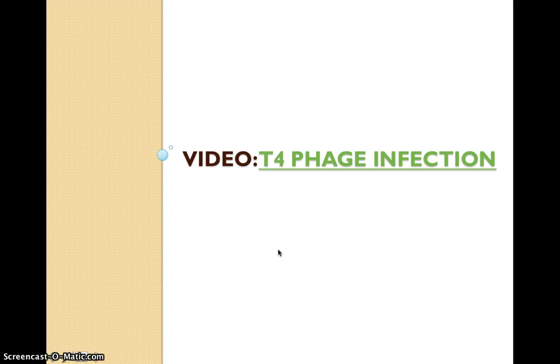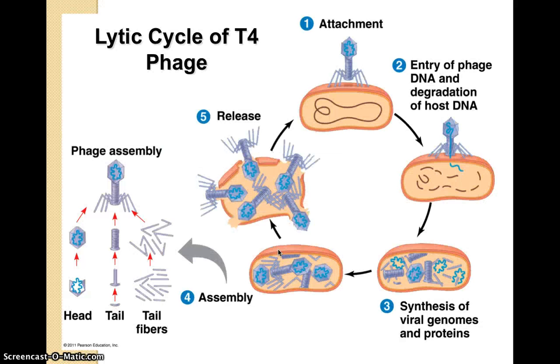So this is a video. I will show you the link. I don't want to waste time right here. Okay, this is a lytic cycle of a T4 phage. So T4 is this kind of bacteriophage, and this is how it reproduces itself.